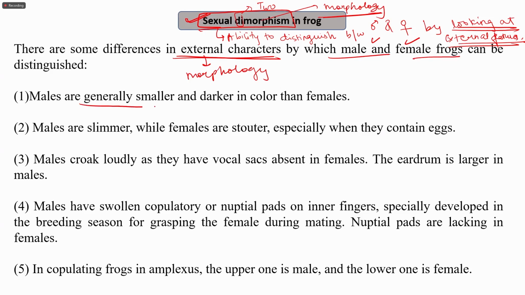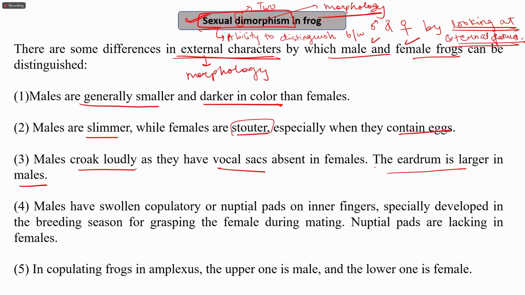Males are generally smaller and darker in color than females. Males are slimmer while females are stouter, especially when they contain eggs, because especially during the breeding season, females are stouter. Males croak loudly because they have vocal sacs, which are absent in females. The eardrum is larger in males.